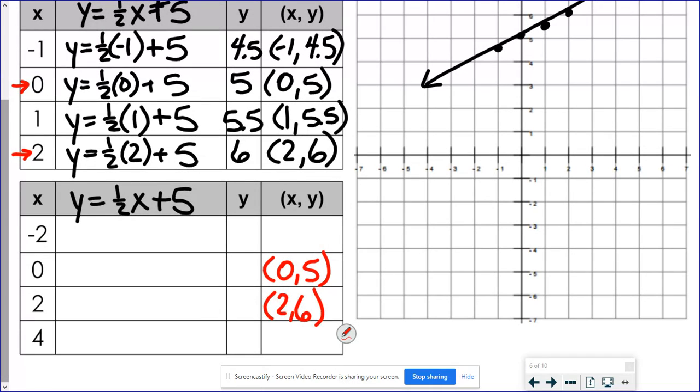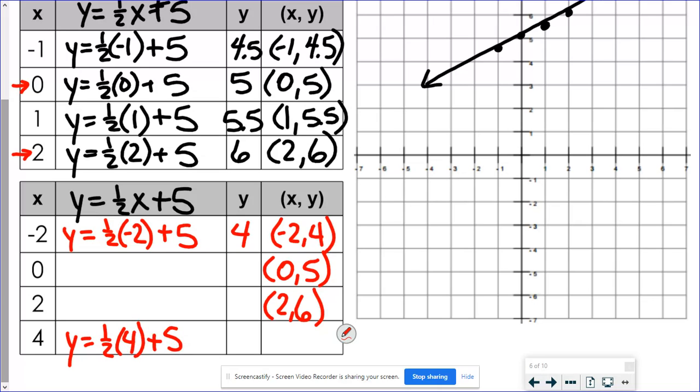So I still picked my x's in a pattern. I just didn't pick all the same numbers that I usually do. So when I do 1/2 of -2, well, that's -1 plus 5 is 4. So -2, 4. When I pick 4, I'll have y equals 1/2 times 4, which is 2, plus 5 is 7. So I have 4 and 7.